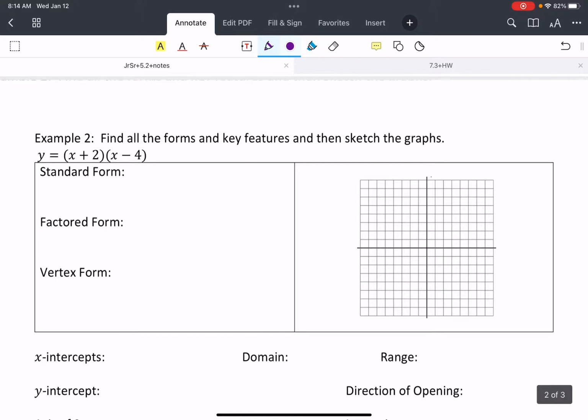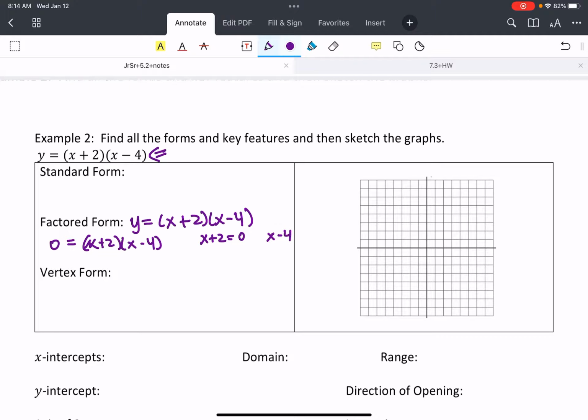Okay, on this one, it starts in factored or intercept form. So I'm going to start here and just write it where it goes. Again, to solve it for our intercepts, all I do is put a 0 in for y. And I end up with x plus 2 equals 0 to solve, and x minus 4 equals 0. So I minus 2 on this side, and I get x equals negative 2. And I add 4 on this side, and I get x equals 4.